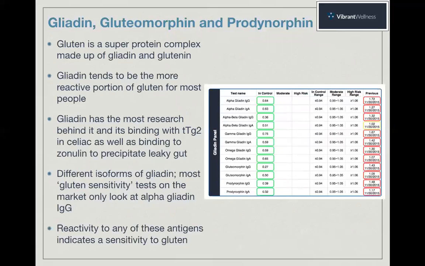Gliadin is one protein in the gluten protein complex. Most people that react to gluten are reacting to the gliadin portion of it. Gliadin is also the protein portion of gluten that binds to tissue transglutaminase 2 in celiac disease progression, as well as the one that binds to zonulin to precipitate leaky gut. The gliadin panel is testing reactivity to all 4 isoforms of gliadin, and it does not matter which one the patient is reactive to. Any reactivity on this panel indicates a gluten sensitivity.